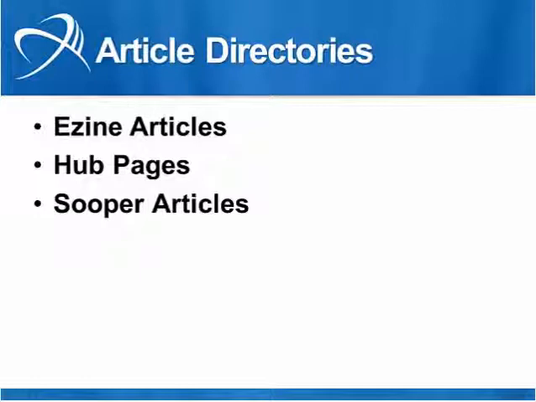Another article directory is called Super Articles, S-O-O-P-E-R. Works very much like Ezine Articles, not a lot of difference. Create an account, and then you submit it. And we'll take a look at that as well. Next is Squidoo.